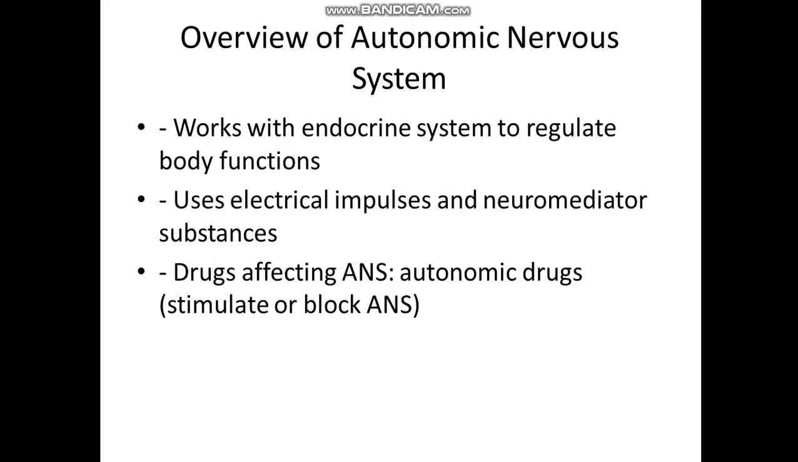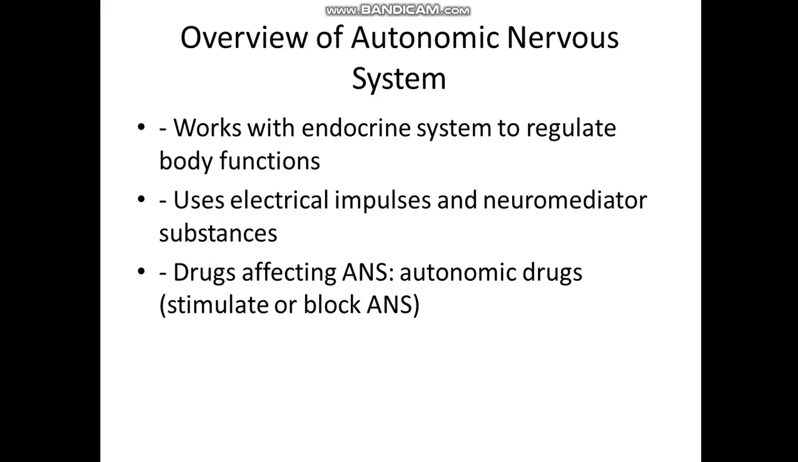First of all, we will have a general overview of the autonomic nervous system. Actually, there are two kinds of systems going on in our body to regulate its daily functions, which include the hormonal system, consisting of endocrine glands and exocrine glands, and number two, the nervous system. The nervous system has a larger division, which we will see today. It works with the endocrine system to regulate body functions.